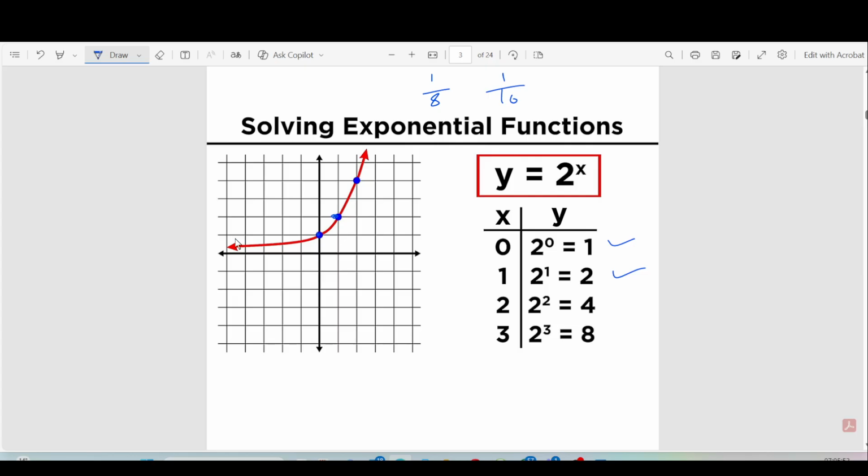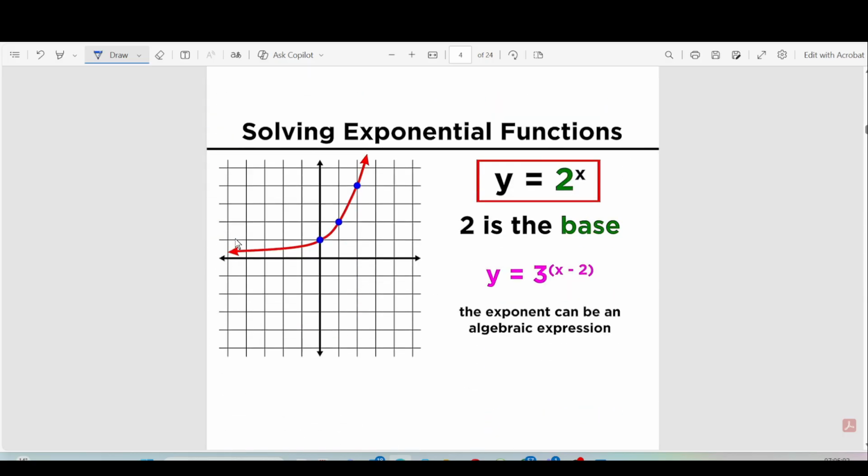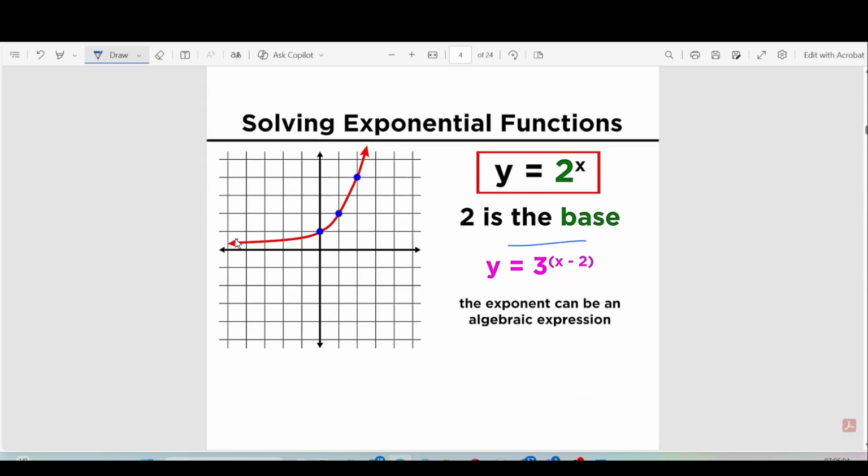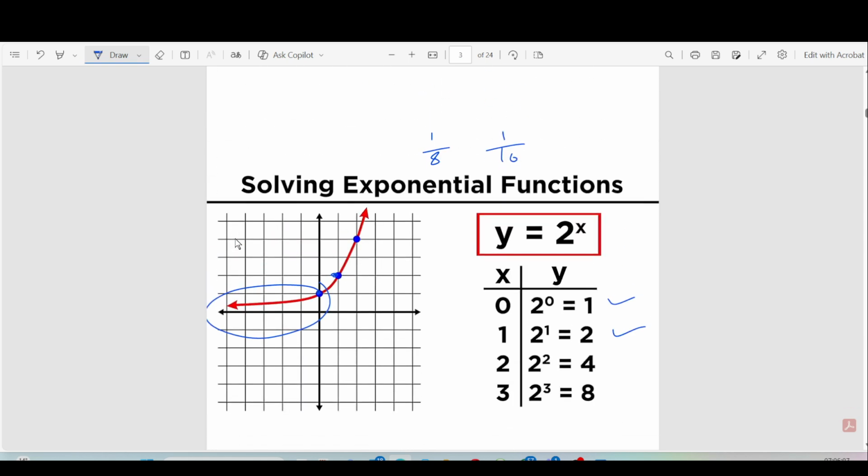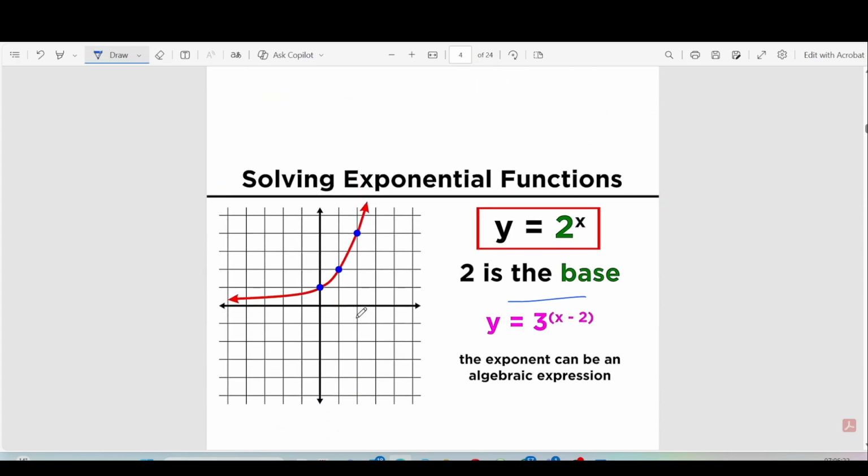Even on negative numbers, the values of y are positive, even when x is negative, right? It doesn't matter if x is negative or positive, it's going to go up. What I mean is, even if x is negative, y is still positive. Basically the domain is from negative infinity to positive infinity, right? I mean domain, not range.